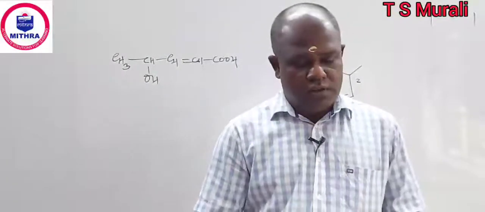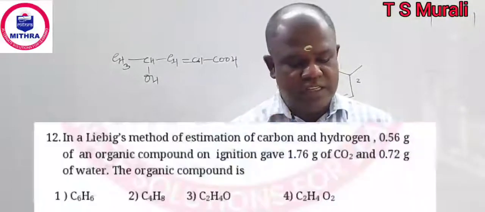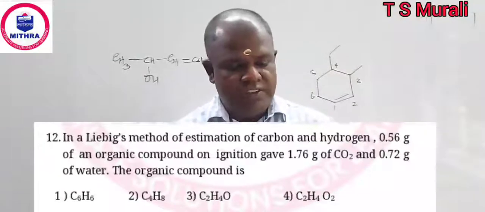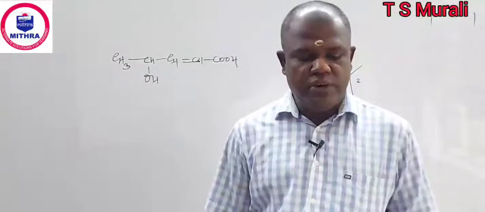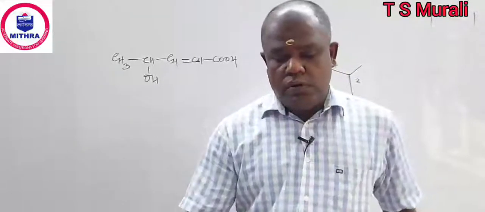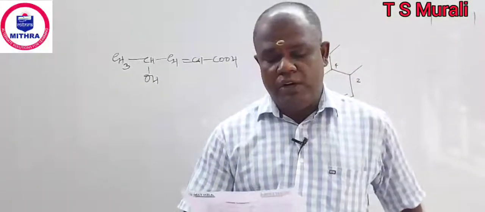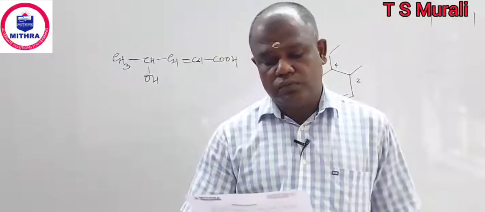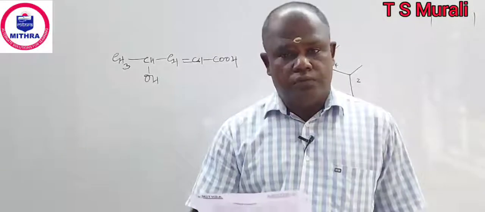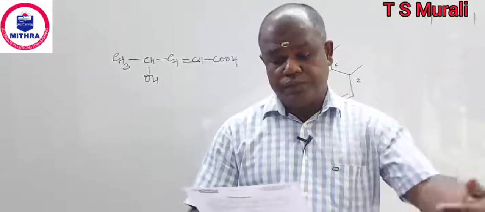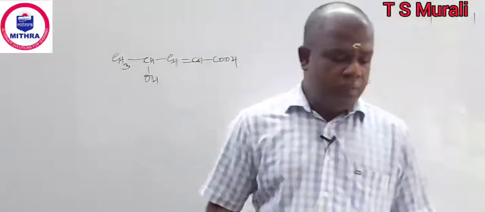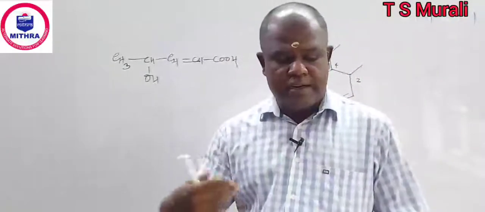Okay. Next, Liebig's method for the estimation of carbon and hydrogen. 0.5 gram of an organic compound gave 1.76 grams of carbon dioxide and 0.72 grams of water. What is the organic compound? So in this method you have to find the empirical formula, then only you get an idea about the compound. Before reaching that empirical formula, first of all you have to find the percentage. So make this question by practice for practicing Liebig's method.